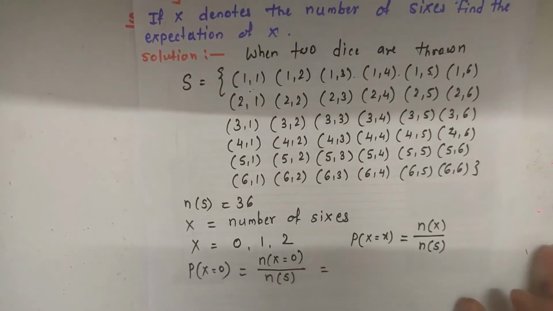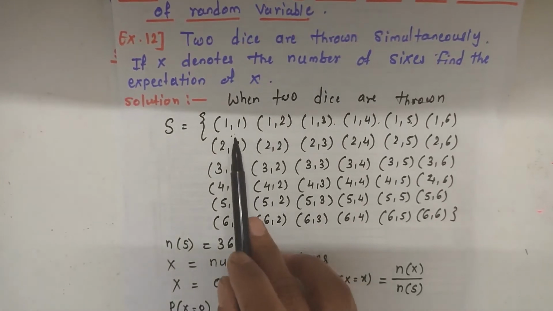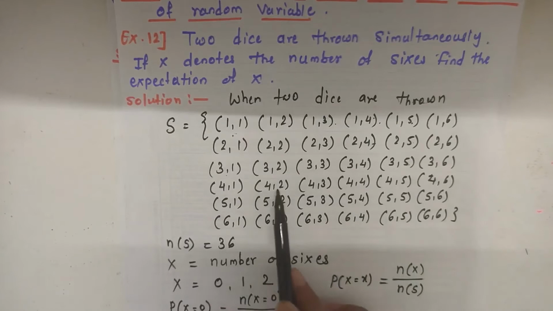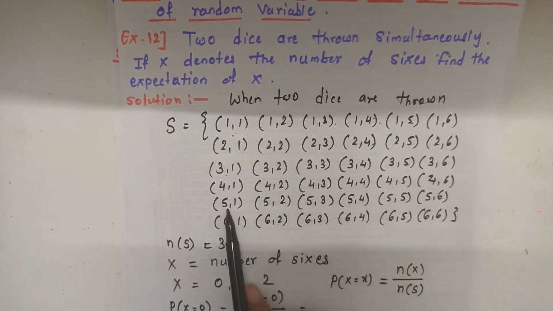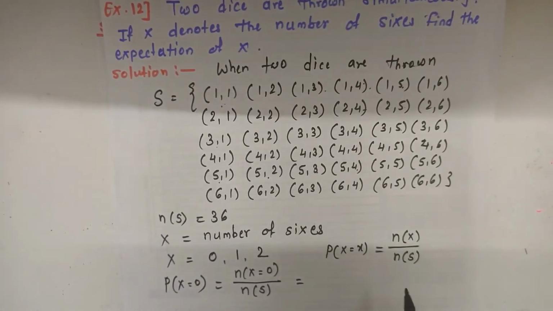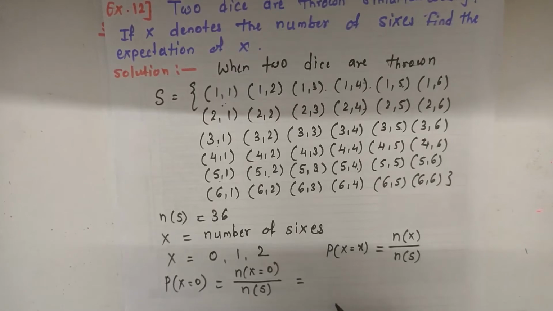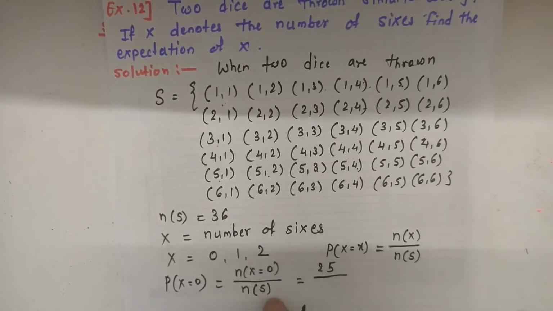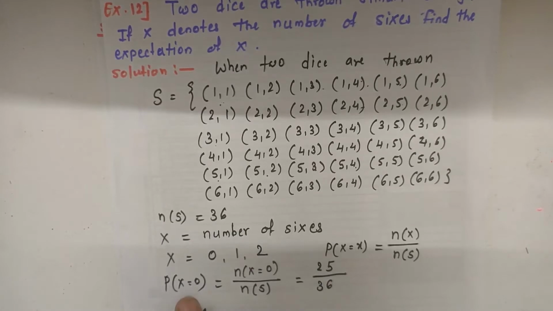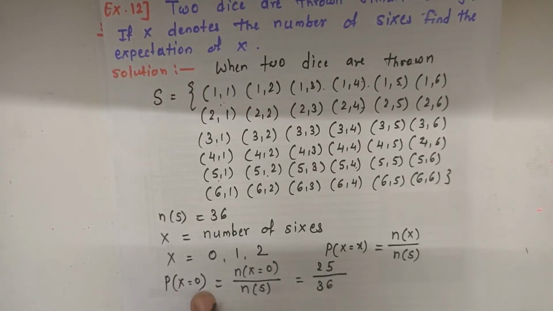So the possibilities of no 6, such ordered pairs are 1, 2, 3, 4, 5, 6, 7, 8, 9, 10, 11, 12, 13, 14, 15, 16, 17, 18, 19, 20, 21, 22, 23, 24, 25. So the total number of ordered pairs for x is equal to 0 are 25 and the total number of sample points n of S is equal to 36. So the probability for x is equal to 0 is 25 by 36.